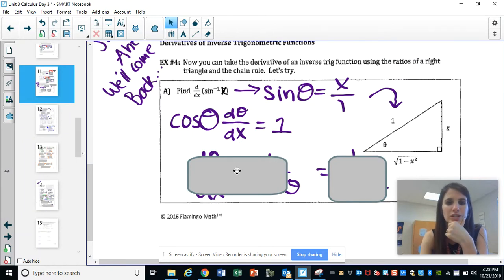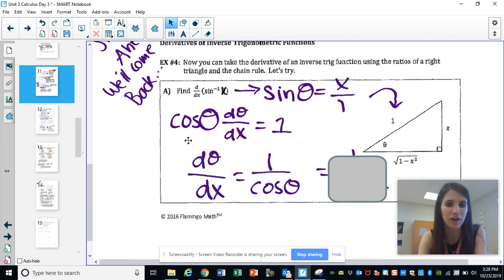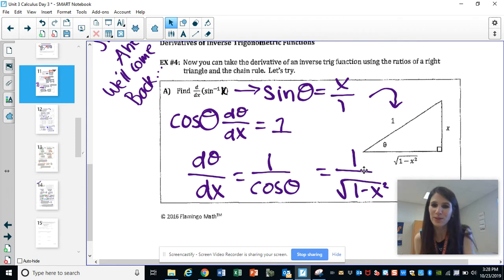Then we're solving for d theta dx, which is just dividing by cosine theta, so 1 over cosine theta. What is cosine theta? If we go over here, cosine is adjacent over hypotenuse, so this is our adjacent over hypotenuse over 1. Therefore, 1 over square root of 1 minus x squared. That's your formula for the derivative of arc sine, or the derivative of sine inverse of x. Okay? You just found your first inverse trig formula. Awesome job for the derivative.